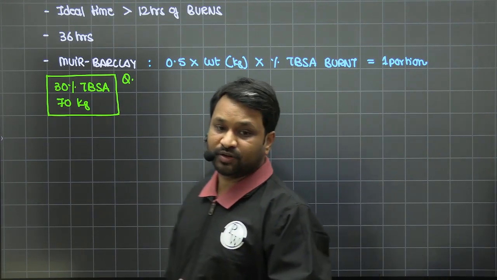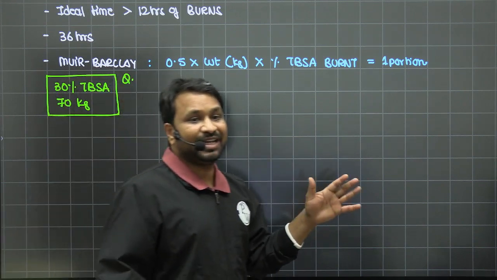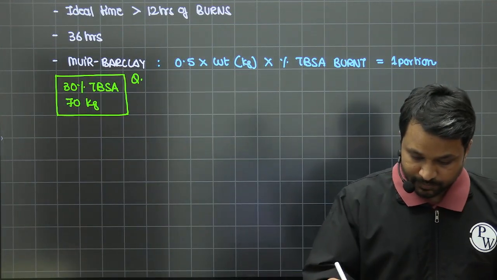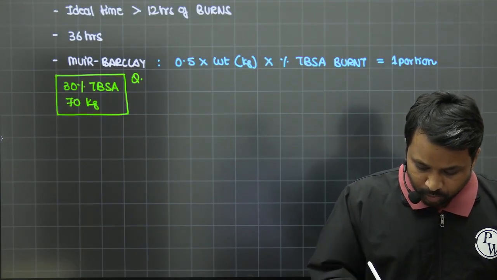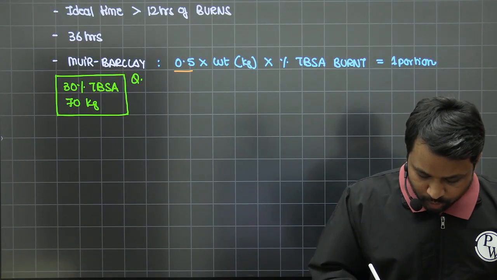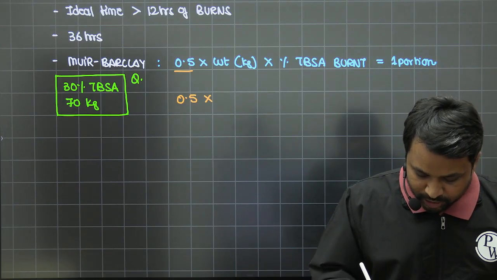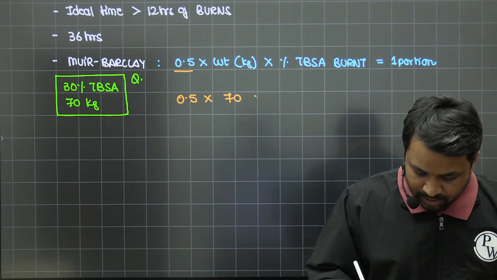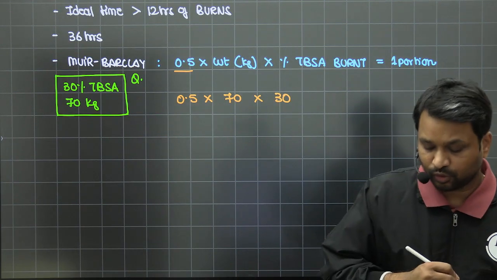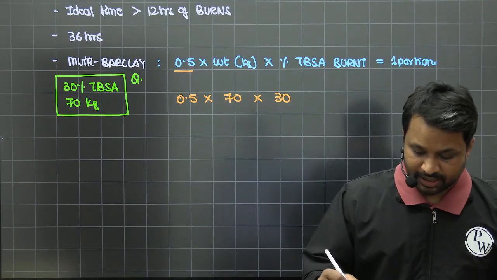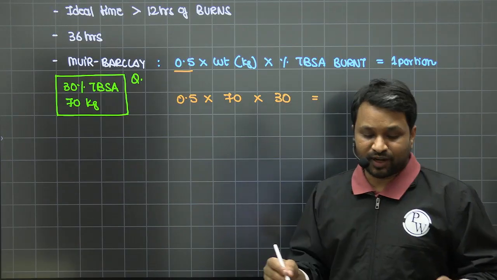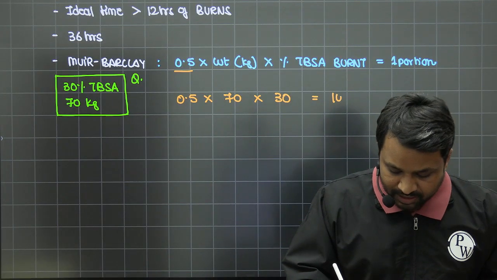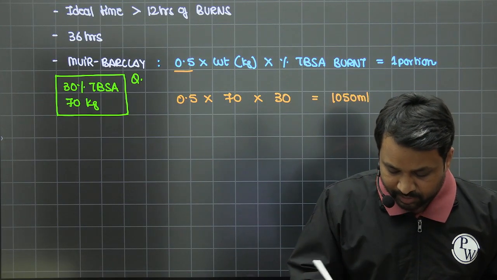30% of total body surface area burnt in a 70 kilogram patient. So when you look at this, you have 0.5, which is here. So 0.5, weight is going to be 70 kilograms into percentage of total body surface area, that is going to be 30. So how much you're going to get? 3 into 7 is 21, that is 2100. 0.5 is half of that, that is going to be 1050 ml of colloid.